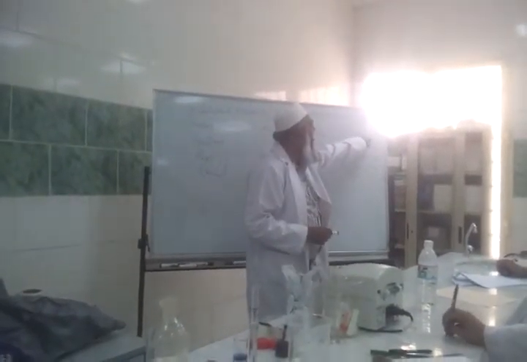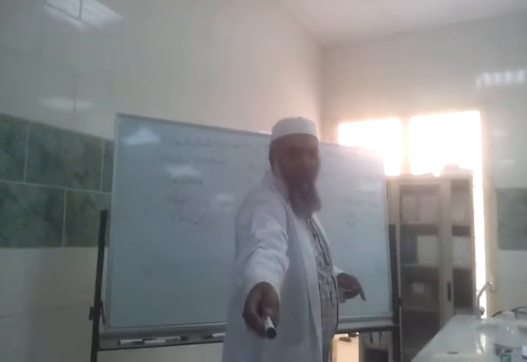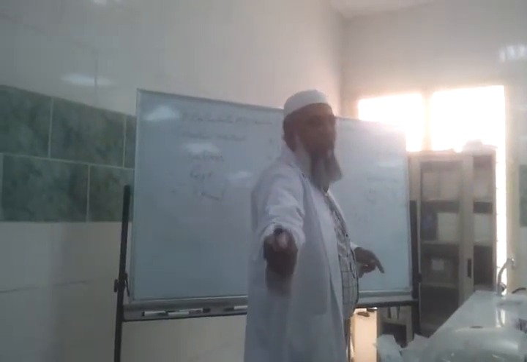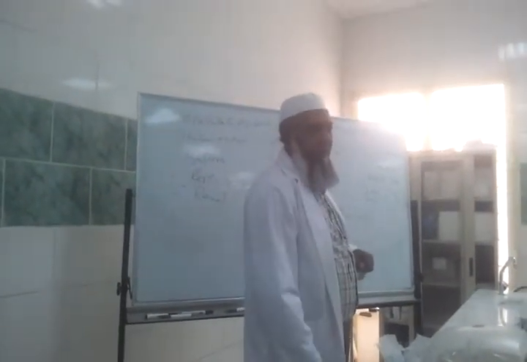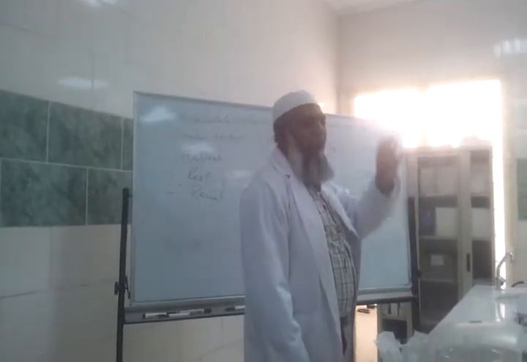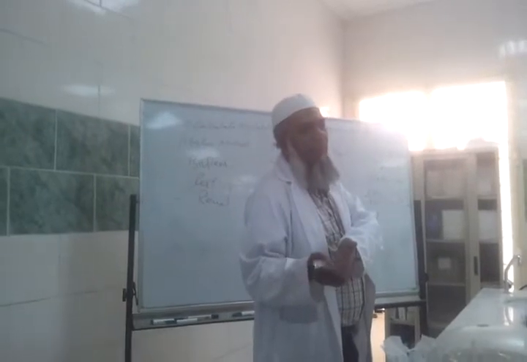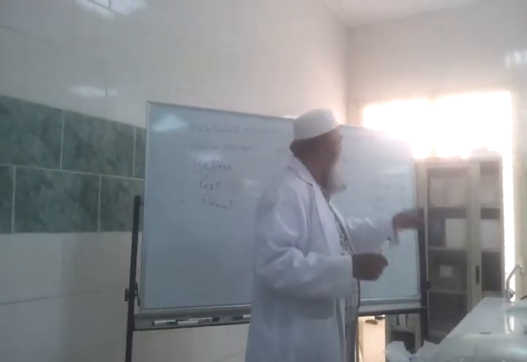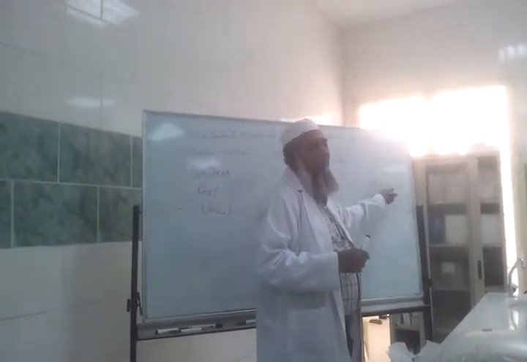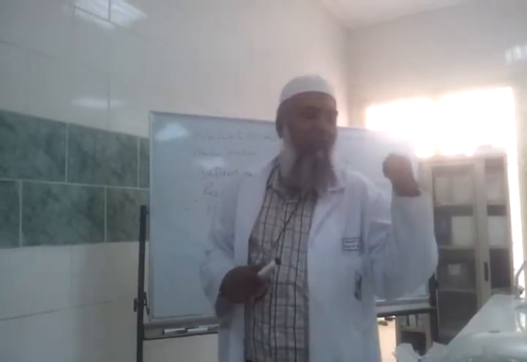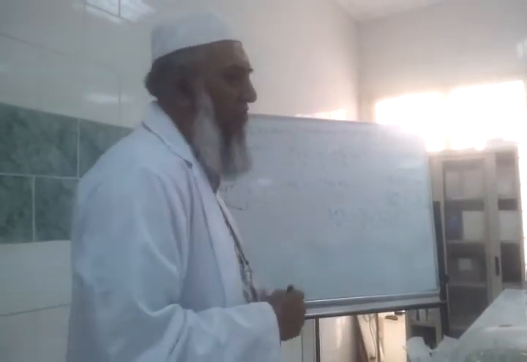I said concentration required is grams per liter. But here the sodium hydroxide we are using is grams per 100 ml. So if 12 grams in 100 ml, how much gram will be in 1 liter? 10 times more. So that's why we multiply 12 by 10. So it becomes 100. And 40 is the molecular weight of sodium hydroxide.